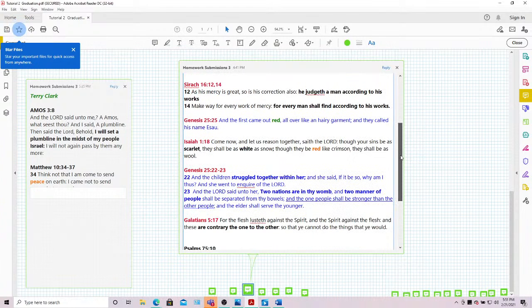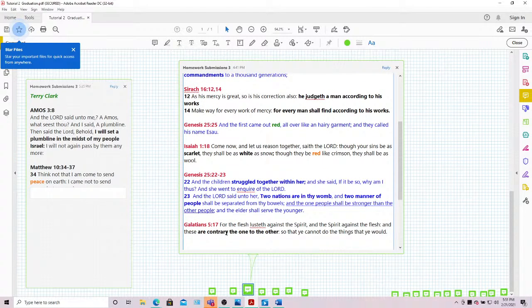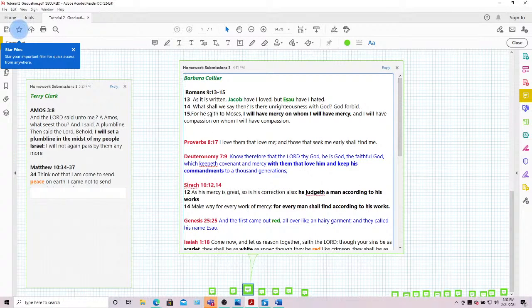So that'll take you to Galatians chapter 5, verse 17. For the flesh lusts against the spirit, and the spirit against the flesh. And these are contrary the one to the other, so that ye cannot do the things that ye would. They're contrary to one another. So when you go back up to Romans chapter 9, verse 13 through 15, as it is written, Jacob have I loved, but Esau have I hated. So then he loved the way of Jacob and hated the way of Esau.